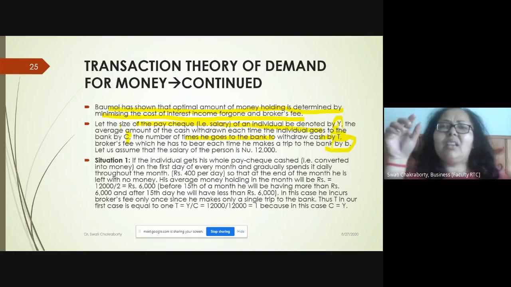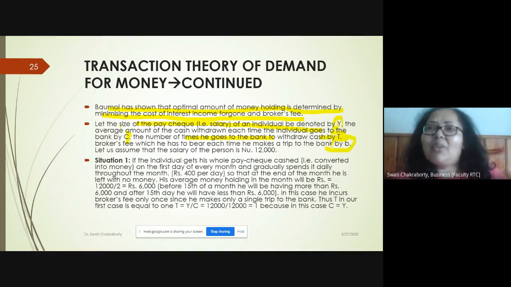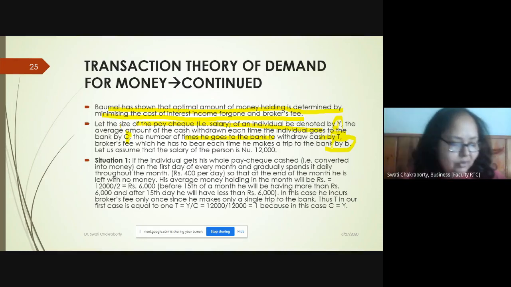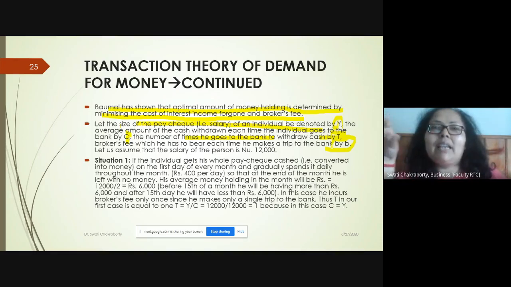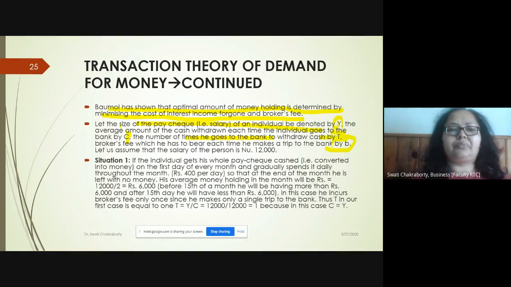Now, the broker's fee. Usually we think of it when you invest money in, say, bonds and shares, and you pay. But what is the broker's fee when we talk of a savings account? It's the transportation cost plus standing in the queue, where you're standing and going. That's also a cost. That's the fee that we're talking about.